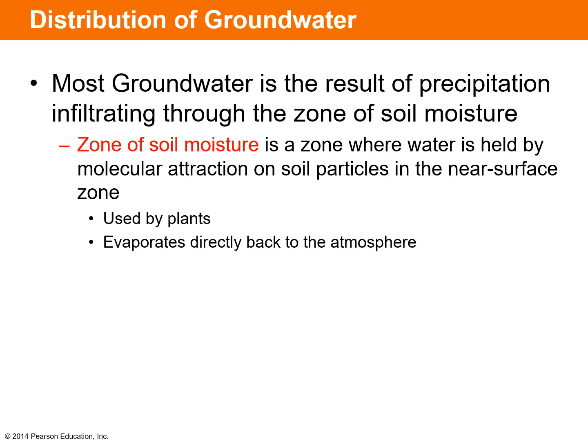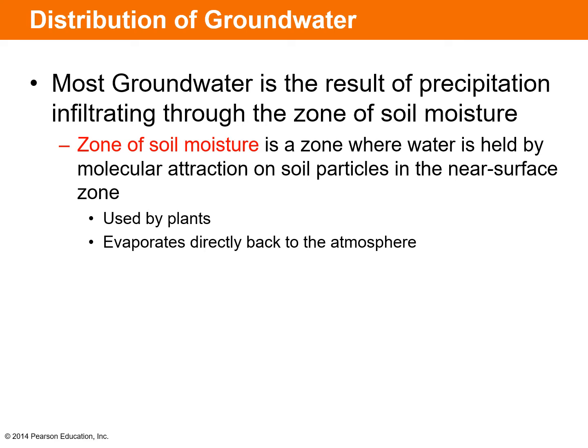The zone of soil moisture is a zone where water is held by molecular attraction onto soil particles in the near surface zone. This is also known as the vadose zone. That's another name for it that's used more commonly amongst geoscientists. And so if you think about the pores within the soil, after you have a precipitation or a snow melt event, water doesn't just simply drain through that soil and go deeper into the earth. Some of it does that, but another portion of the water clings on to soil particles from molecular attraction.